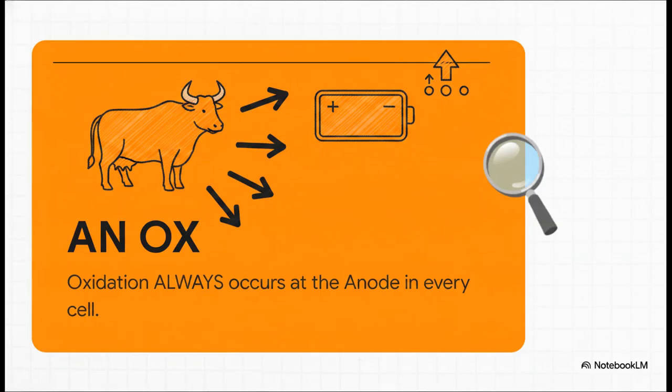The ultimate cheat code you want to remember here is the mnemonic N-ox. Oxidation always happens at the anode. It doesn't matter what kind of cell it is, this is a universal rule. So in our Daniell cell, that means the solid zinc electrode is actively oxidizing. It's dissolving into Zn2+ ions and basically shedding 2 electrons in the process.